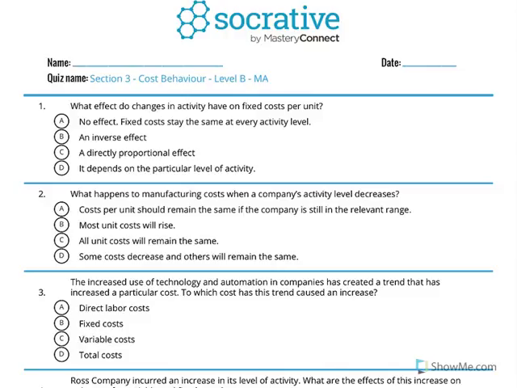Section 3, Cost Behavior, Level B. What effect do changes in the activity level have on the fixed cost per unit? Well, as activity increases, fixed cost per unit goes down. So A, no effect? No, it will change. An inverse effect? Yes, definitely. A directly proportional effect? No, it depends on the activity level. No, the answer here, obviously, is B.